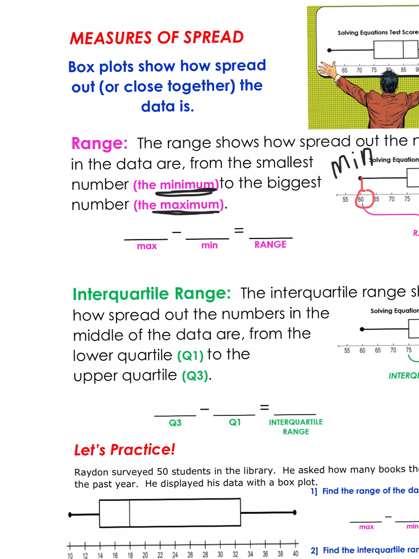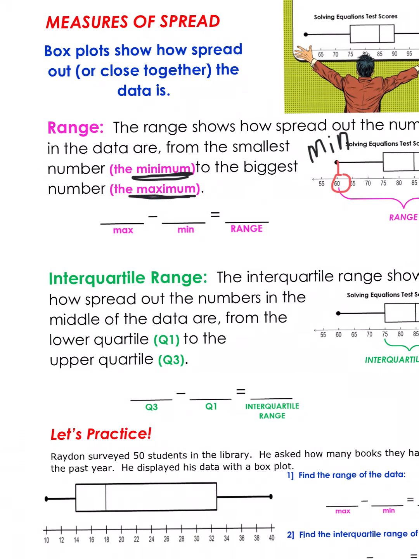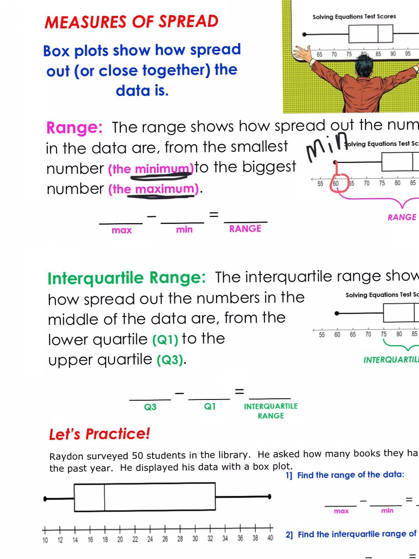So now I'm going to find the range of how spread out this data is. I'm going to take my maximum number, which, remember, was 100, and subtract my minimum number, which is 60. And 100 minus 60 is 40. Therefore, my range would just be 40.